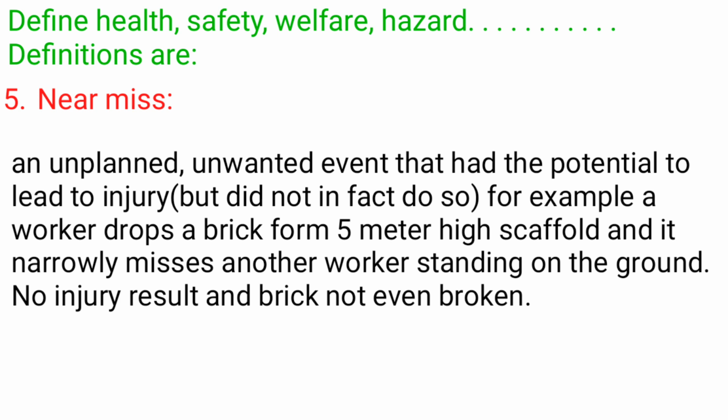5. Near miss. An unplanned, unwanted event that had the potential to lead to injury but did not in fact do so. For example, a worker drops a brick from a 5-meter-high scaffold and it narrowly misses another worker standing on the ground. No injury results and the brick is not even broken.